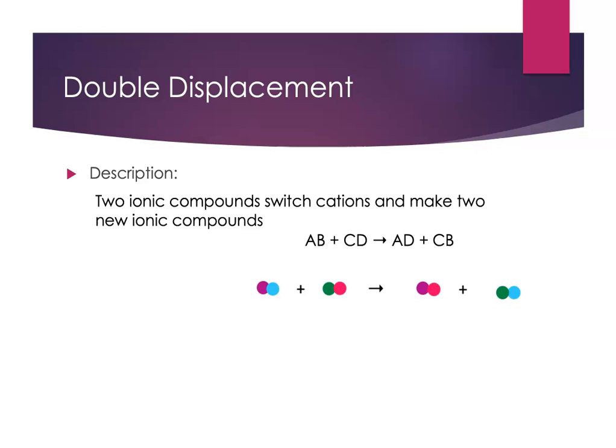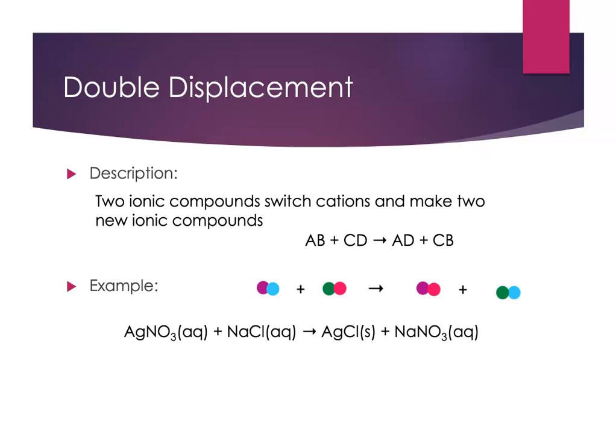We can look at it from a visual model, a particle level model, and a real life example of a double displacement reaction would be silver nitrate in solution reacting with sodium chloride in solution, and what happens is the ions switch partners. So the silver ion and the sodium ion switch. We end up with silver chloride and sodium nitrate. And the silver chloride happens to be insoluble and it falls to the bottom of the beaker, and we call that a precipitate.